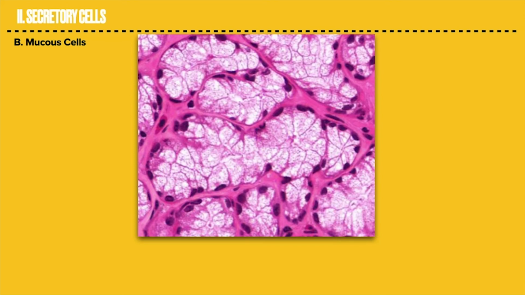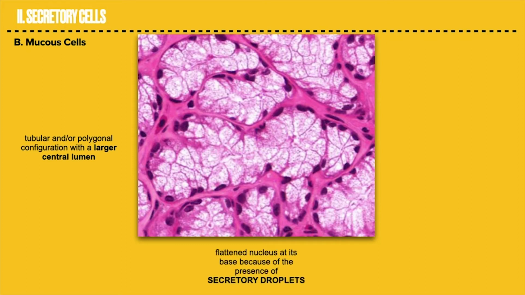The second type of secretory cell is the mucous cell. Mucous cells are usually arranged in a tubular and/or polygonal configuration with a larger central lumen. They are pyramid-shaped with a flattened nucleus at the base because of the presence of the secretory droplets which push the nucleus. They are classified under cuboidal cells, and at the base you can find the flattened nucleus and other organelles. Its apical cytoplasm does not stain intensely and contains secretory product.